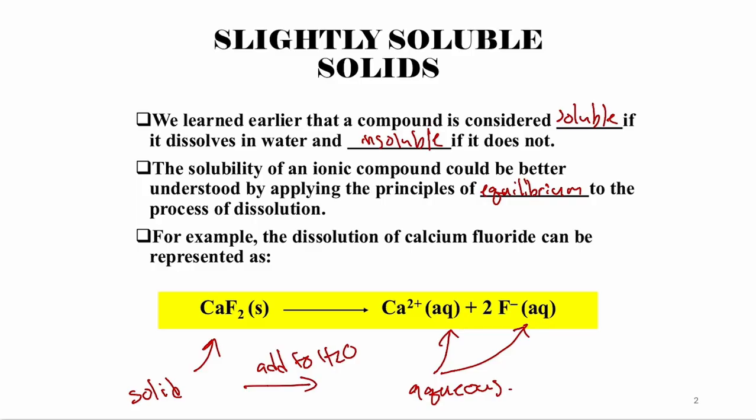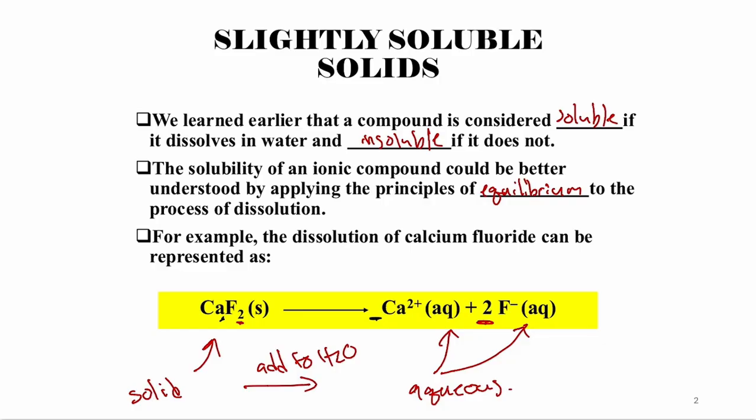Especially if we have an ionic solid like this one, it'll dissociate into ions, right? So we have two fluorine atoms that get dissociated into two fluoride anions. And then we only have one calcium cation, so we have a stoichiometric coefficient of 1 there. And so these ratios are determined by the preferred charges of each of these ions.